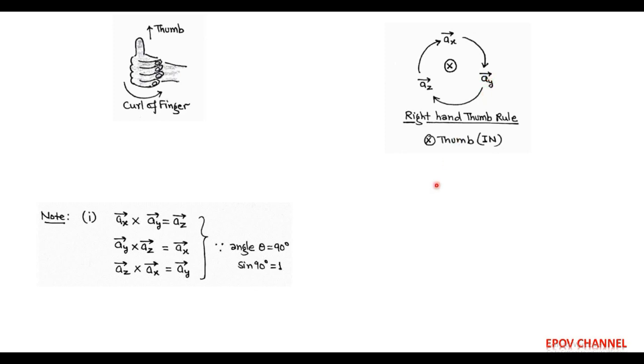This cross product can also be applied in the opposite direction, that is anti-clockwise direction. But here the direction of the thumb is outside the paper. So unit vector y cross unit vector x equals minus unit vector z. Similarly, unit vector z cross unit vector y equals minus unit vector x, and unit vector x cross unit vector z equals minus unit vector y. So the multiplication of two vectors requires dot product and cross product.